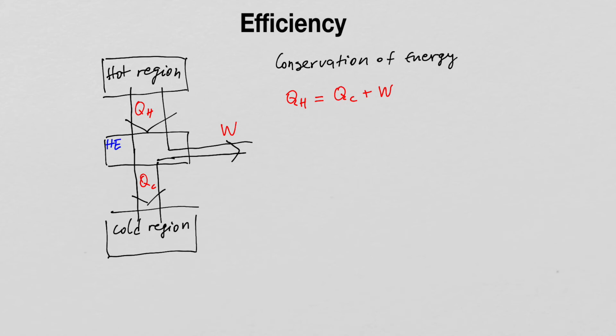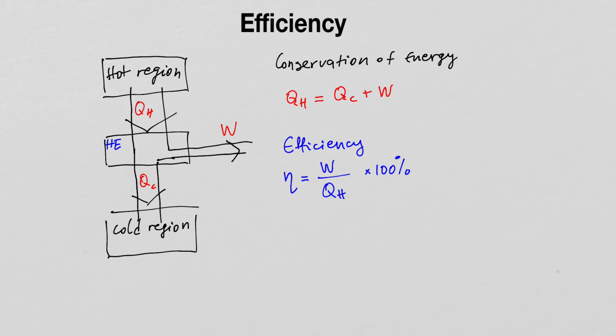So then the efficiency of the heat engine is labeled with the Greek letter eta, and it's calculated as the work produced by the heat engine divided by the heat that is coming from the hot region. And this is usually expressed in percent. So in order to do that, you would multiply this by 100 to get it in percent.